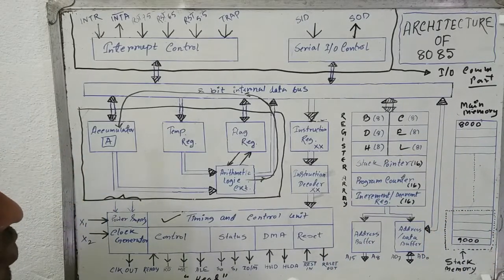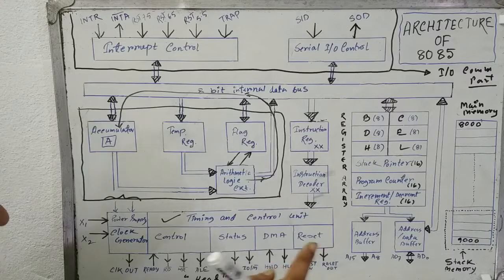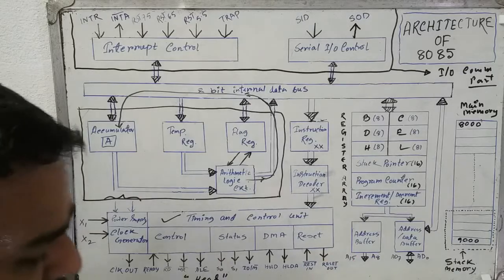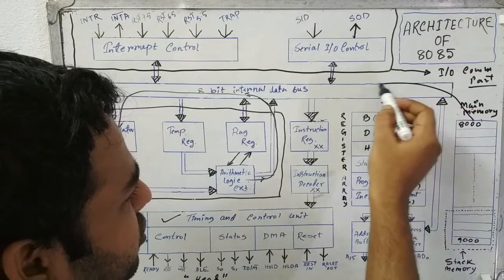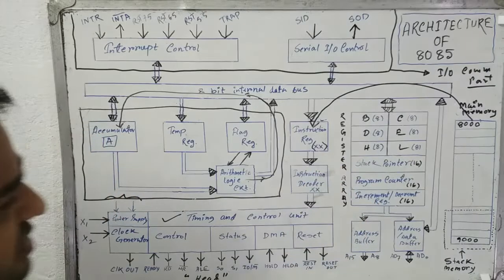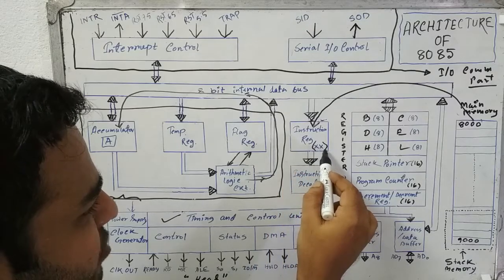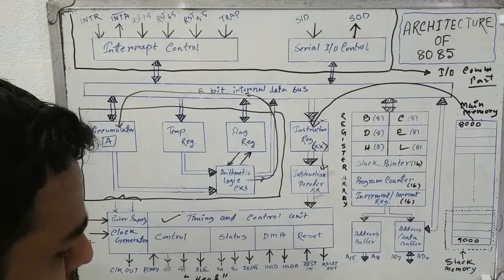At the time of decoding an instruction, first the microprocessor fetches the instruction code from a particular memory location and places that instruction code onto the data bus. Then the data bus places that particular instruction code into the instruction register. I have considered XX as the instruction code, which is a 1 byte instruction code. Then the instruction register sends this 1 byte instruction code to the instruction decoder, where the code will be decoded.